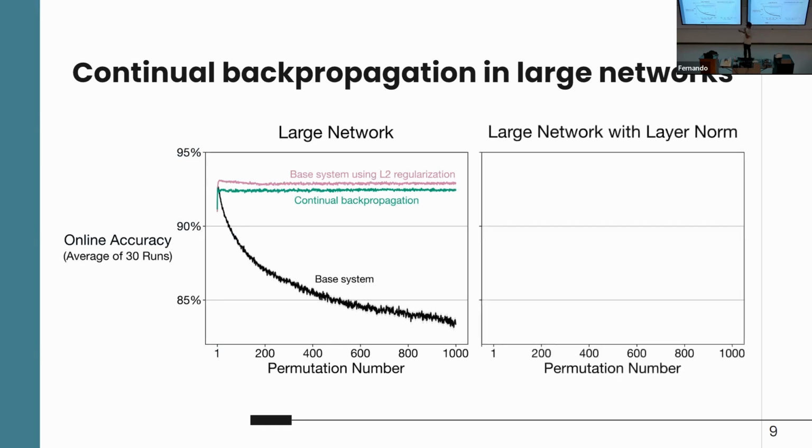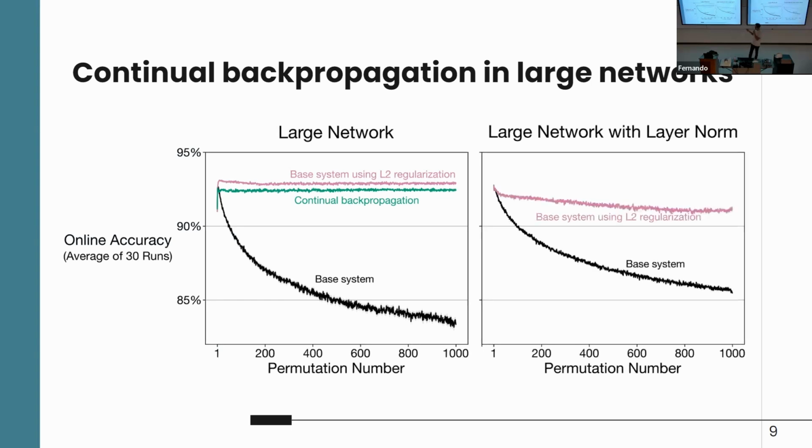Now let's look at the performance of the large network with layer normalization. Again, here's the base system. And here's the base system using L2 regularization. We can see that this time L2 does lose some amount of plasticity, but it still is performing better than the base system. And now let's look at the performance of continual backprop. So here we can see that at the beginning it was doing pretty well, but over time it does drop in performance for a little bit. It's doing better than L2 regularization, but we can still see that it's losing performance and therefore losing plasticity.